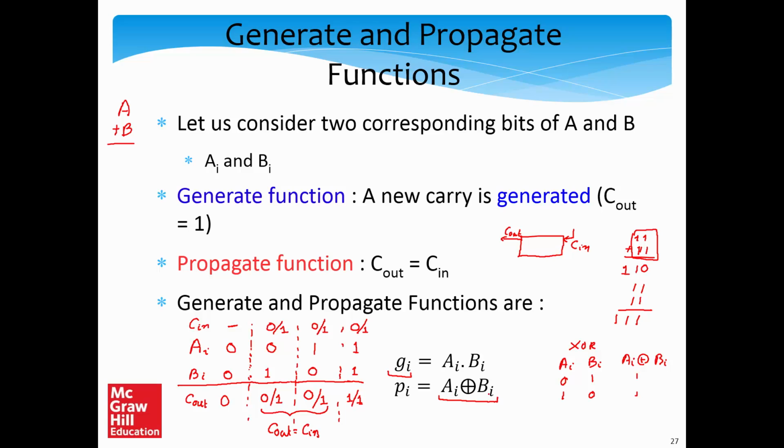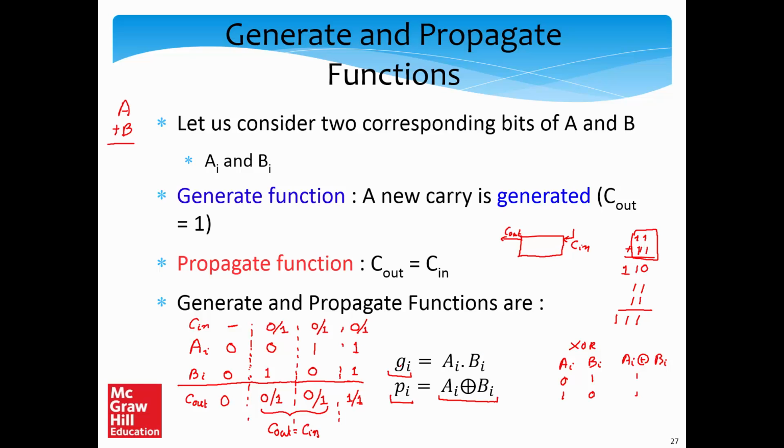So when AI exclusive OR BI is true, we can say that the carry is being propagated. What does propagation mean? Propagation means that the carry output is equal to the carry input. If carry in is 0, then carry out C out is 0. If C in is 1, then C out is 1. So that's when the propagate function will be true. And if both AI and BI are 0, then irrespective of the carry in, the carry out will be 0. So in a sense, the carry is being absorbed.